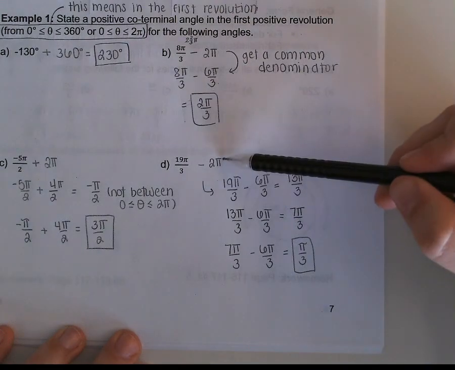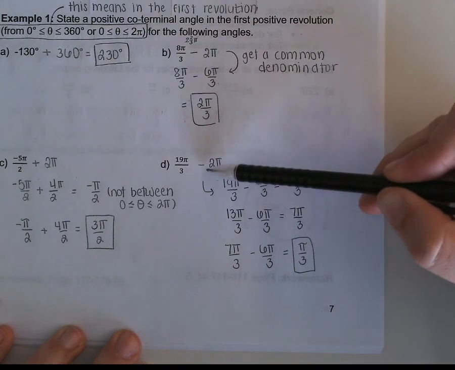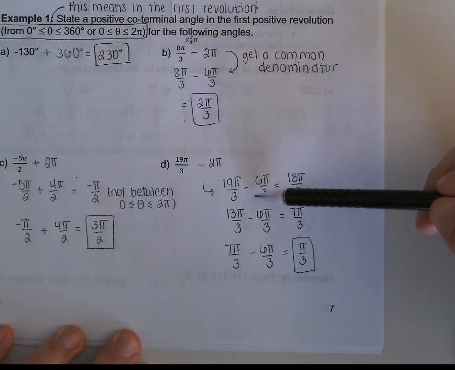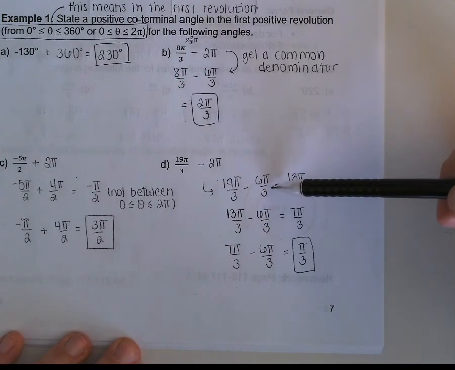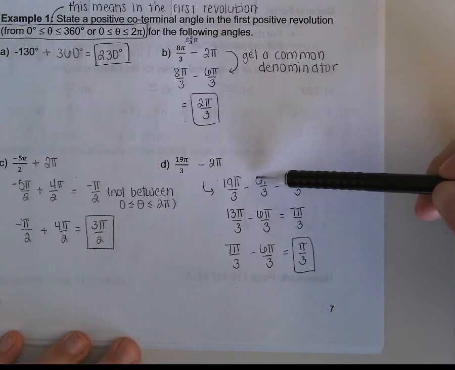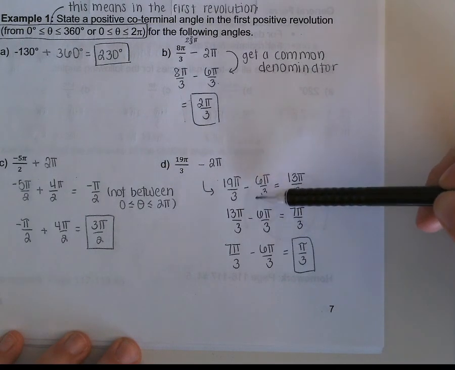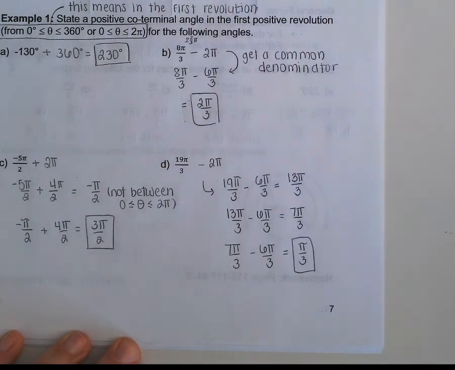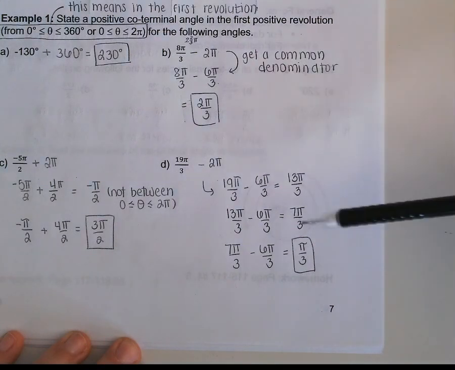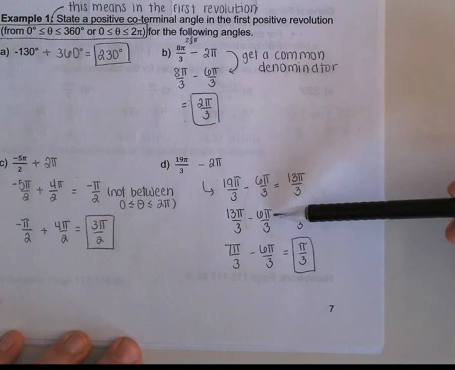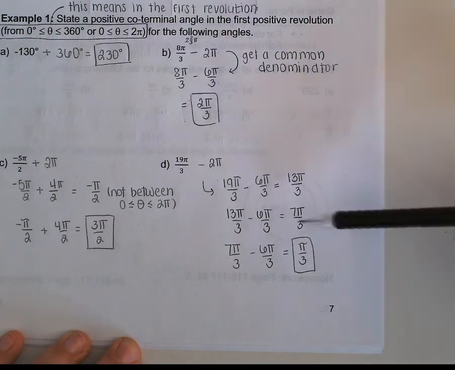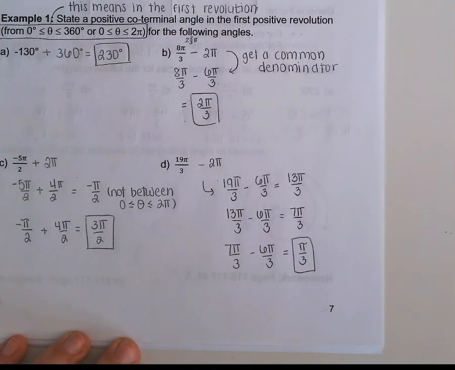How do you know whether you're in the first revolution or not? One of the first things I did was find 2 pi as an equivalent fraction with a denominator of 3. So 6 pi over 3 is the highest possible radian measure to be in the first revolution. Here, 7 pi over 3, I know, is greater than that, so I'm not in the first revolution. Once I get under 6 pi over 3, then I know I'm in the first revolution.